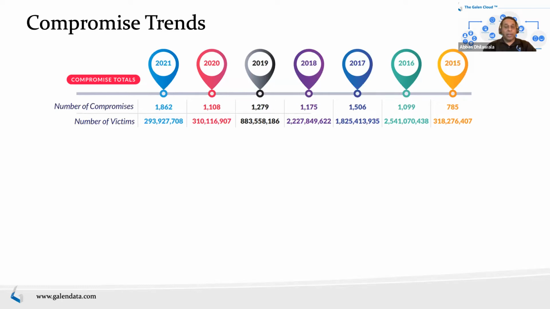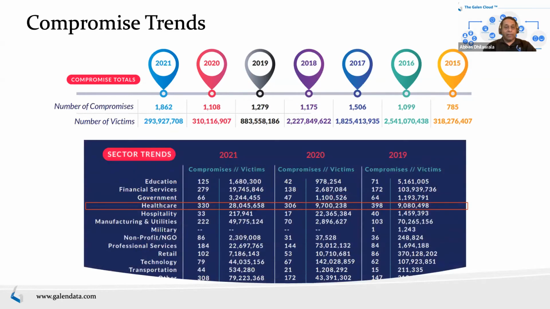Once you start looking sector-wise, at industry-specific trends, if you look at healthcare, you see that there's a reverse trend here. While the number of attacks or compromises is relatively stable, the number of victims has gone up, which means that the attacks are becoming more efficient in finding and getting access to data or compromising devices or systems. So that's a worrying trend.